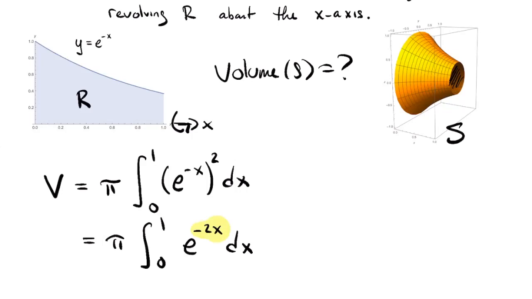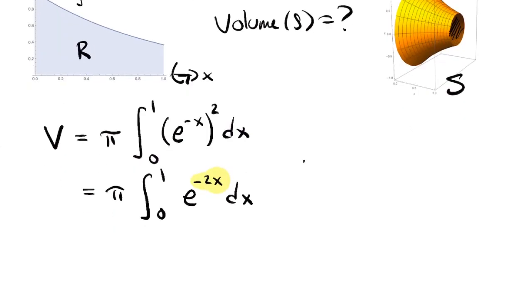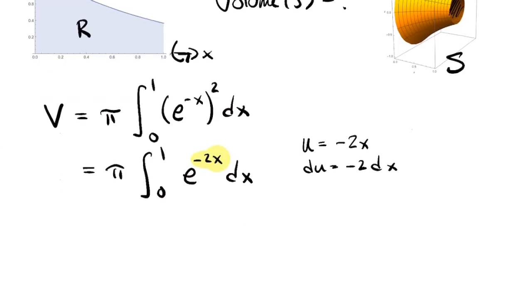Since this is the beginning of our course, I'm going to put in some detail here to help you remember how to do stuff like this. I'm going to define u as negative 2x and then compute its derivative. So du is negative 2 dx. Now I'm going to substitute that into my integral. I've got that pi out front. Instead of e to the minus 2x, I'm going to write e to the u.